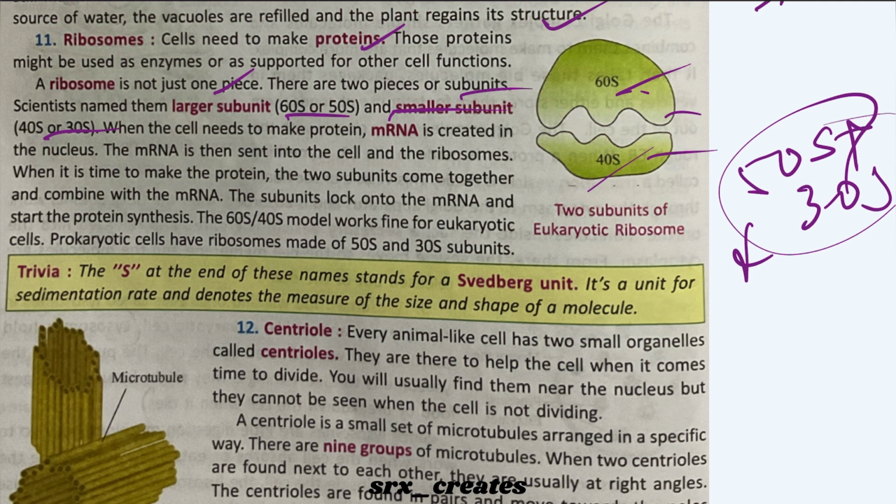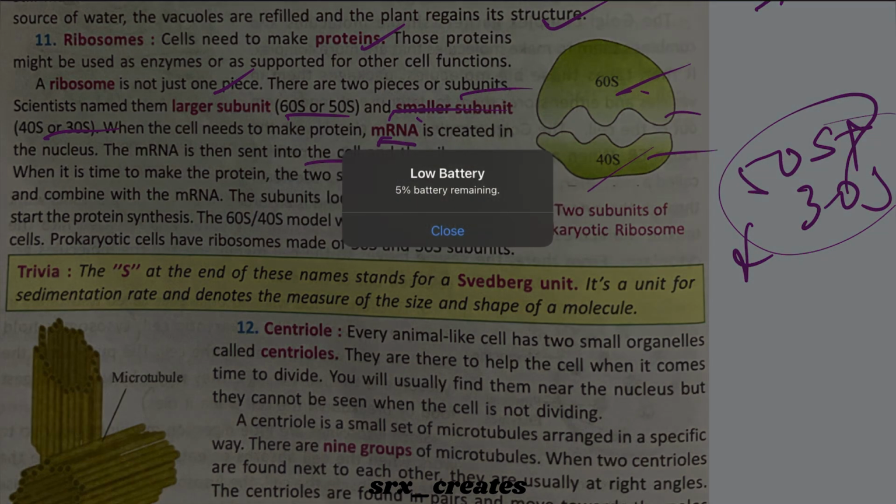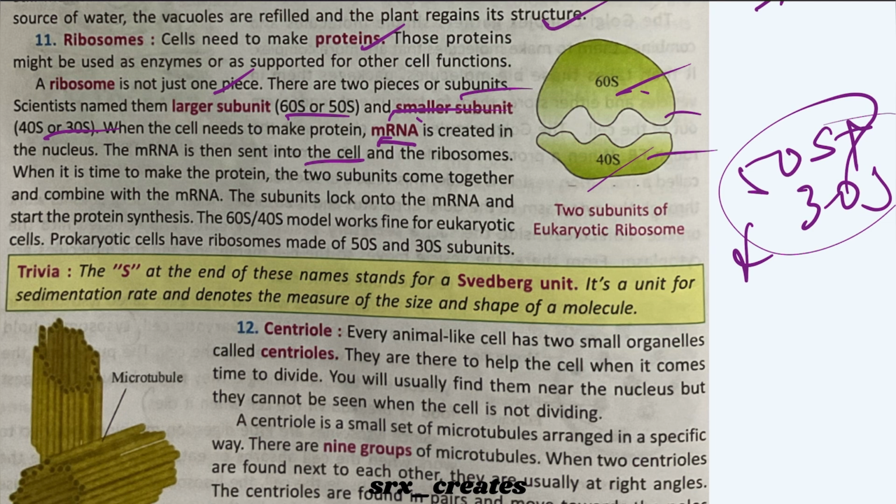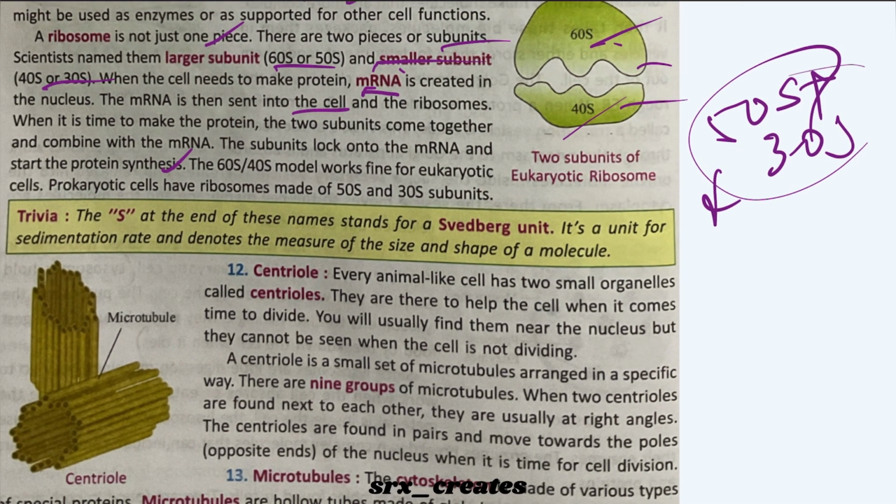When the cell needs to make protein, mRNA, a type of RNA, is created in the nucleus and sent into the cell, and the ribosomes also. When it is time to make the protein, the two subunits come together and combine with the mRNA. At the correct time, the subunits lock onto the mRNA and start protein synthesis. Lock. See, lock. The 60S and 40S model works fine for eukaryotic cells.